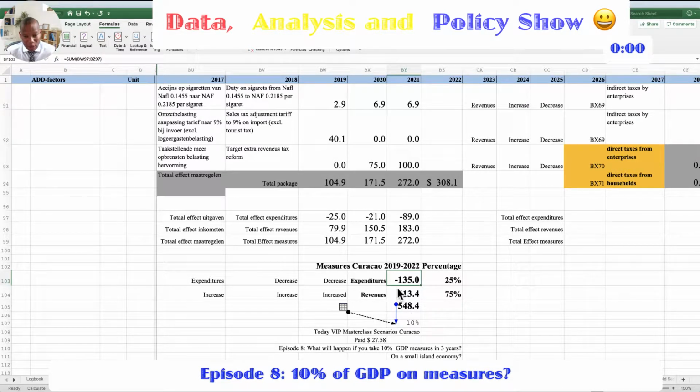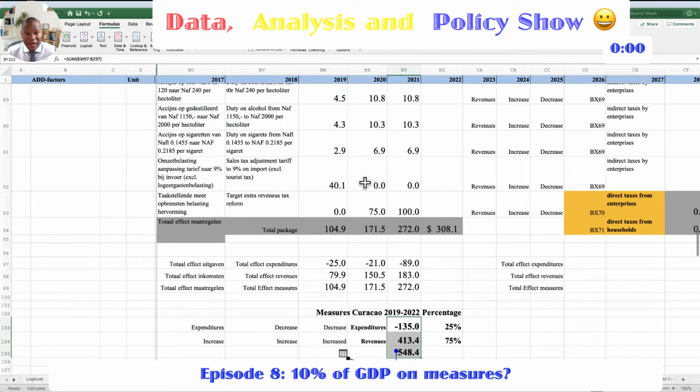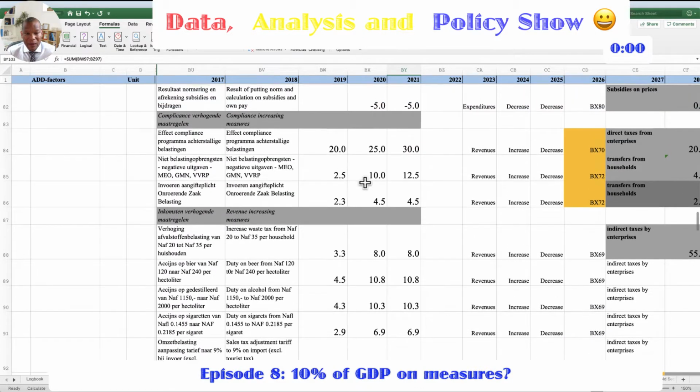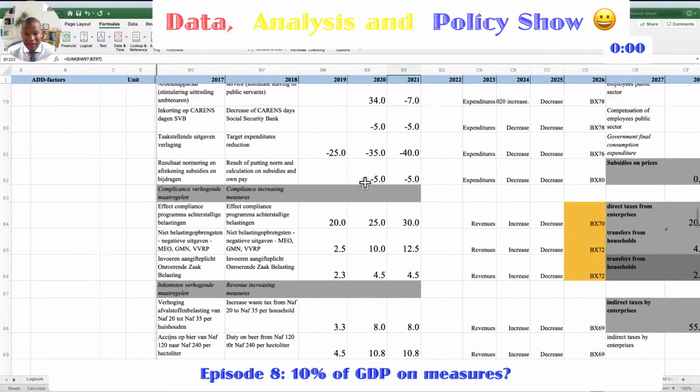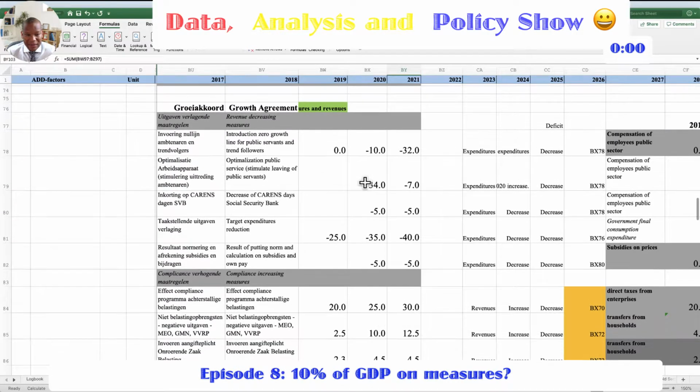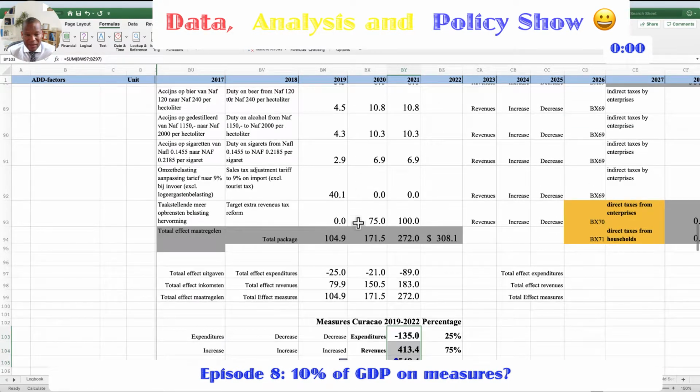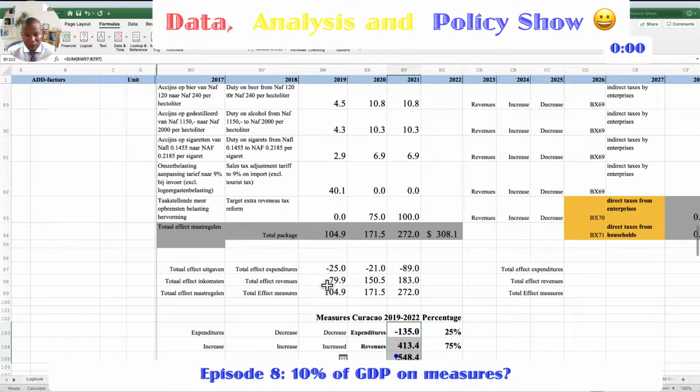Now, hopefully, of course, these measures will help, because maybe they will create more competitiveness. But this is only the first part. In this package, there is a lot of expenditure costing later on. Let me see where we see that. At the expenditure side, you see it's increasing.